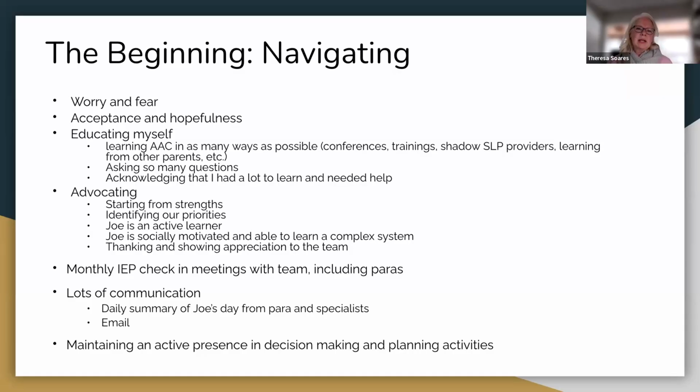I would send notes in the morning, like, I think Joe's upset today. These are some things that it could be. He slept good. He didn't sleep good. He ate a good breakfast. All the things that could affect how he is navigating his day.